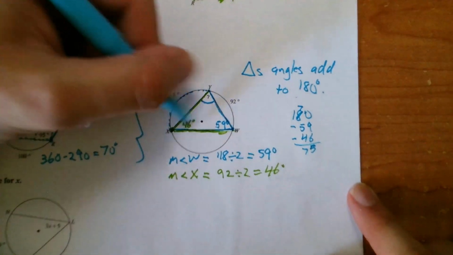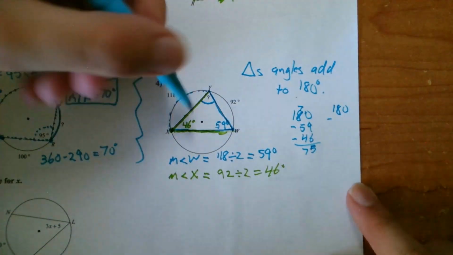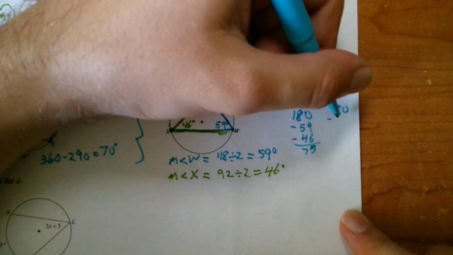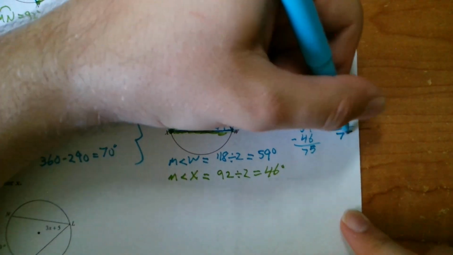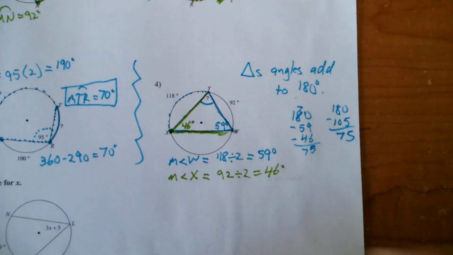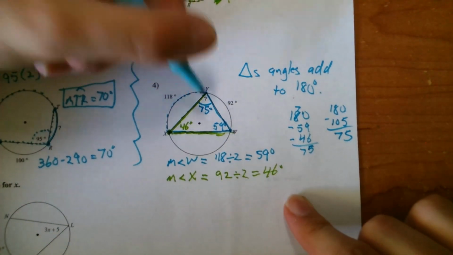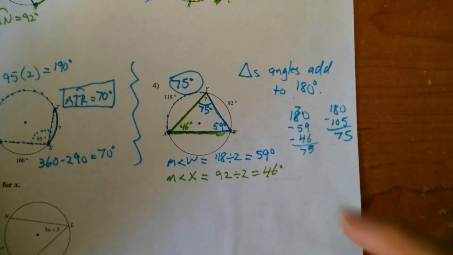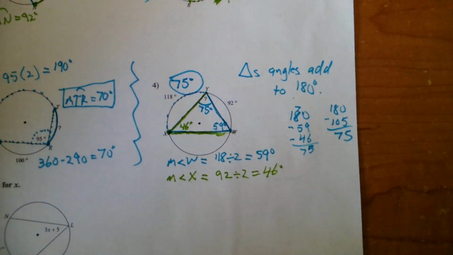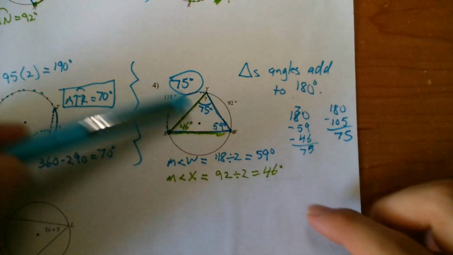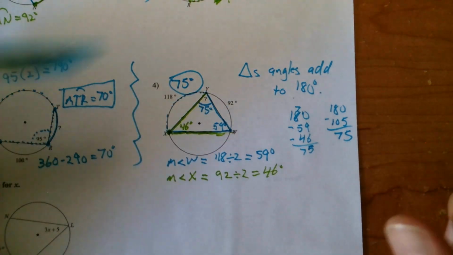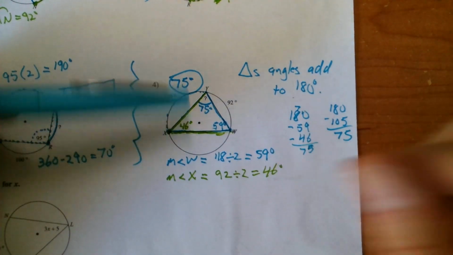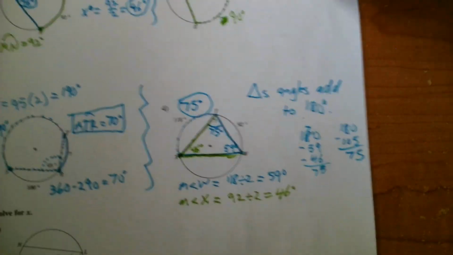Alternately, you can do it like this and add these two up first. 180 minus whatever 46 plus 59 is, which in this case becomes 105, which also gives you 75. Either way you want to do that. So final answer, number 4, should be 75 degrees. Okay, so that is solving inscribed angles when you have an inscribed triangle. The other way you could do that is to simply find the arc of your angle first, divide it by 2. I just wanted to make sure to show you a couple of different ways.